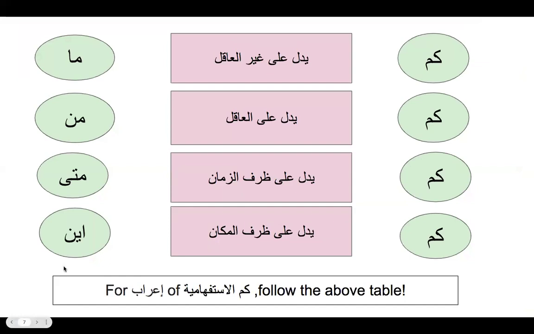If its tamyiz denotes a ghair akil, it's going to act like ma. If its tamyiz denotes akil, it's going to act like man. When its tamyiz denotes zarf zaman, it's going to act like mata. When its tamyiz denotes zarful makan, it's going to act like aina. And in these last two cases, it's going to be muta'alliq bil fi'l. And based on its position, it's going to be labeled. However, we are going to learn i'rab of kam al-istifhamiya in detail when we will go over i'rab asma al-istifham.